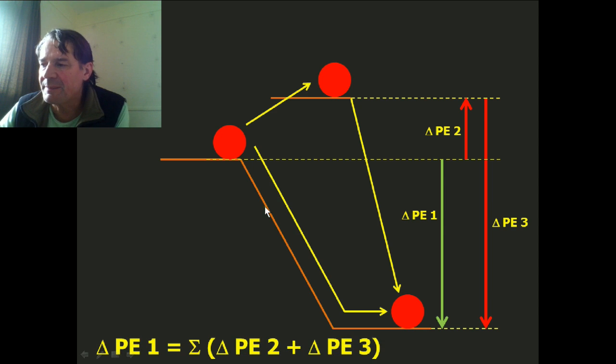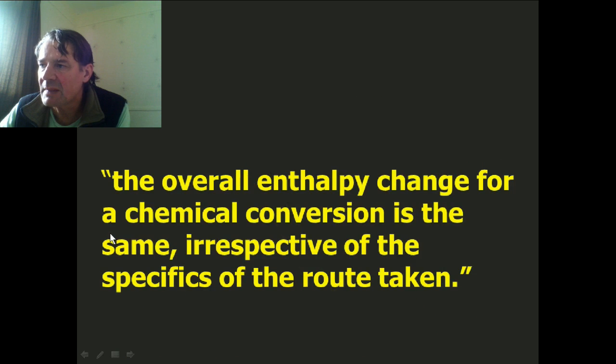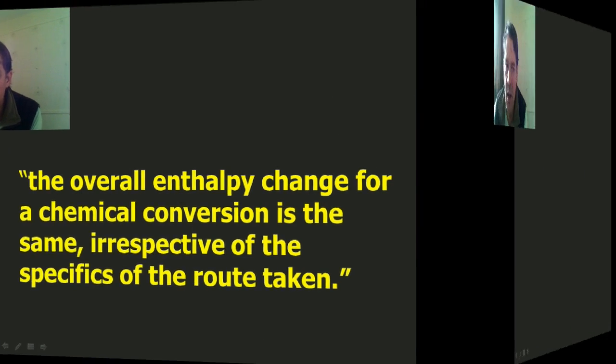So, how to apply this to chemical reactions? Remember, the overall enthalpy change for a chemical conversion is the same, irrespective of the specifics of the route taken. For a chemical change, in this case an organic compound, an ester being converted into an alcohol, we can draw an energy level diagram.